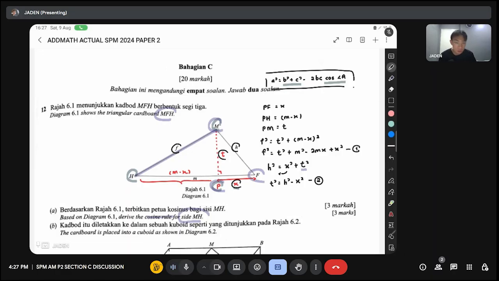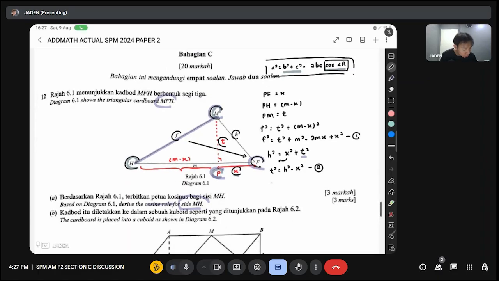The third one is that we have to find a way to create an equation linked to cos angle A. But in our case, because we are trying to prove the cosine rule for MH, MH reflects the angle of F. So it must be something related to angle F here. The easiest way to create an equation related to angle F is by doing cos angle F equal to adjacent over hypotenuse. Based on this smaller triangle, the adjacent is x and your hypotenuse is h. So write it down, x over h.